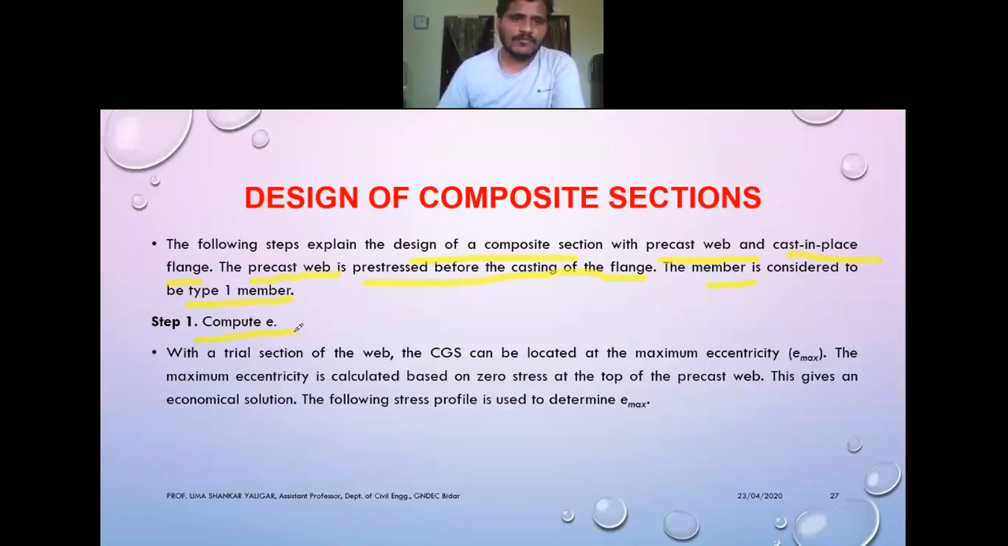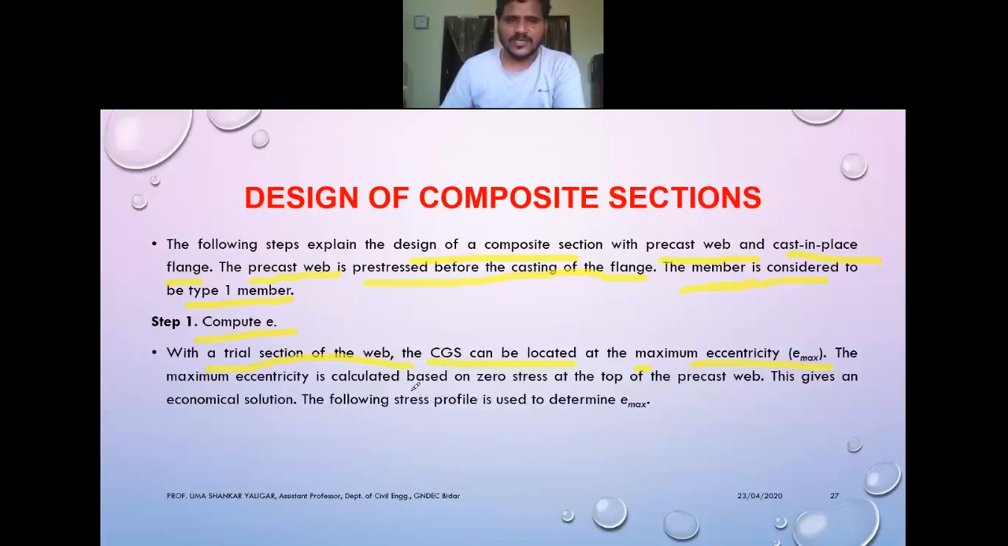Now in step 1, we need to calculate the eccentricity. To calculate the eccentricity, first I need to assume a trial section of the web. Then the CGS is located at the maximum eccentricity e max. With the trial section of the web, we can calculate the maximum eccentricity.